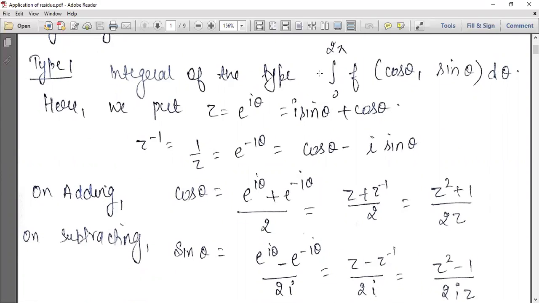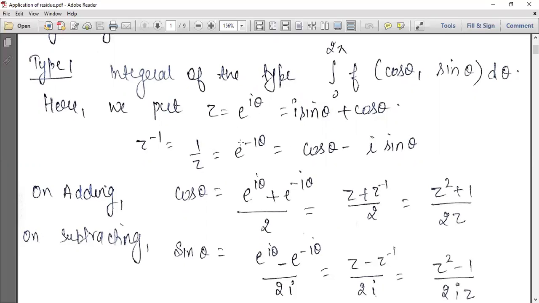First type is integral of the type integral 0 to 2 pi f cos theta sin theta d theta. That is, your f is a function in cos theta and sin theta, and the limits are from 0 to 2 pi. So what we will do here, we will start by putting z equal to e raised to the power i theta, which is same as cos theta plus i sin theta. So z inverse or 1 by z will be e raised to the power minus i theta, which is cos theta minus i sin theta.